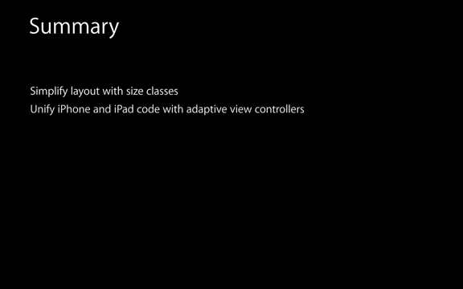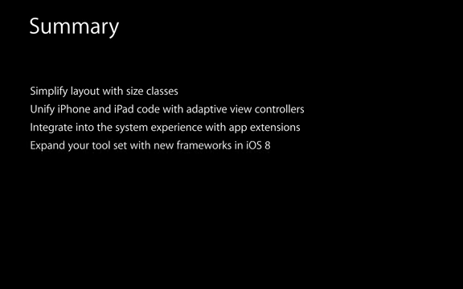We can use the iPhone and iPad code in a unified way so that we only have one bit of code that does the right thing on all devices, and we're bringing adaptive view controller technology to you that will allow you to do that. You can integrate into the system now using app extensions so that the user can do more things in more places than ever before, and your app can be more useful to them than it's ever been. And finally, as we just covered, since we've introduced several brand new frameworks, there are things that you could never do before that now you can do. You can expand your tool set using all of these brand new things.